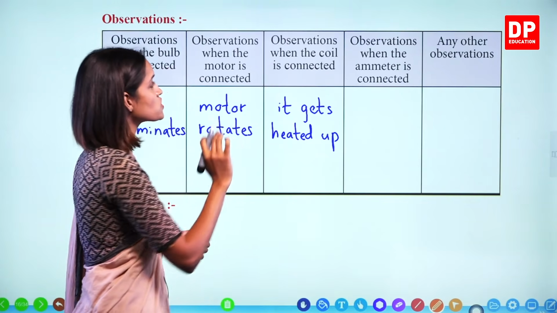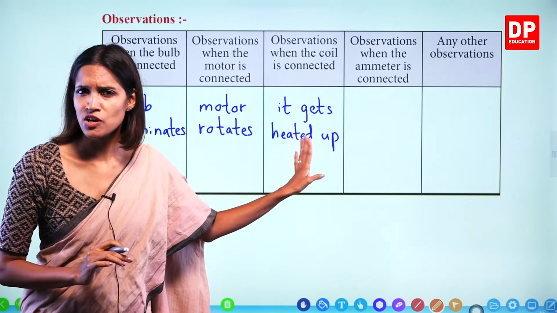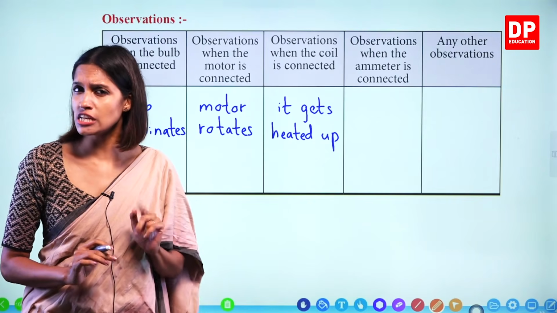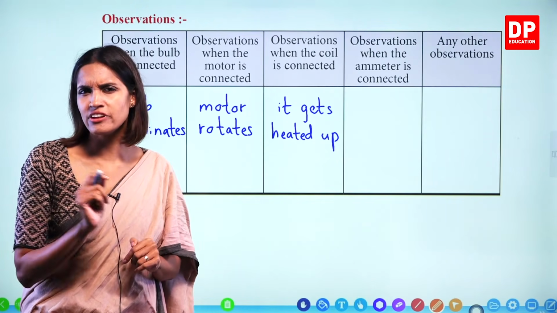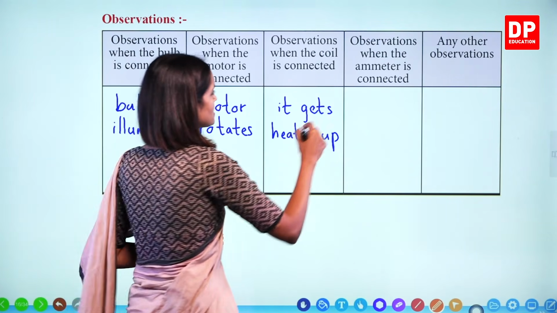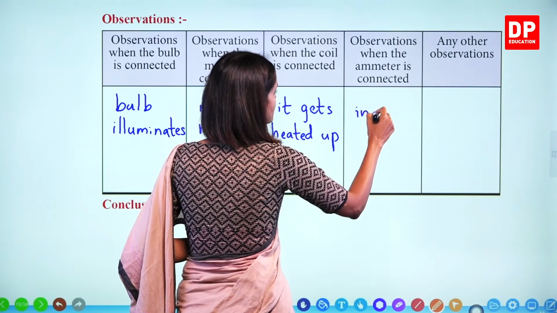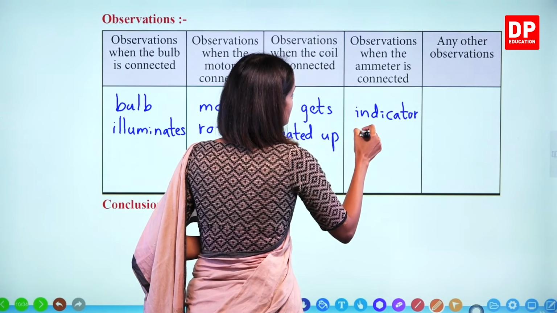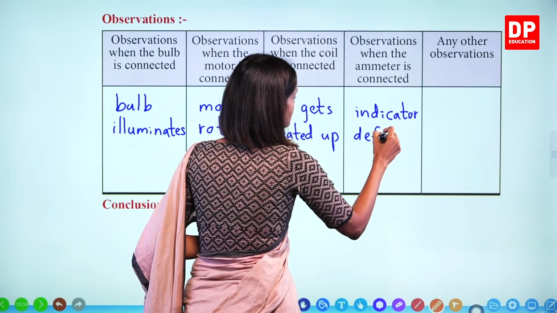And observations when the ammeter is connected. What did you see when the ammeter was connected? What happened to the indicator, children? It deflects, right? We will write indicator deflects.